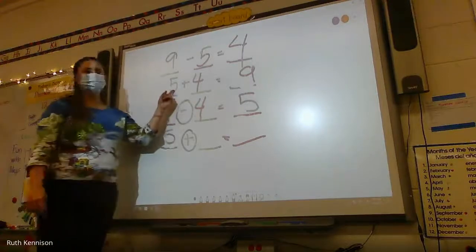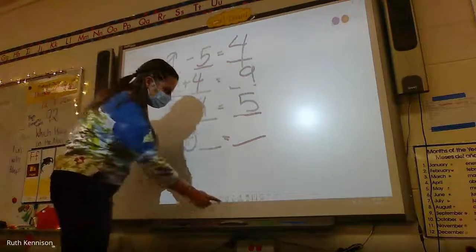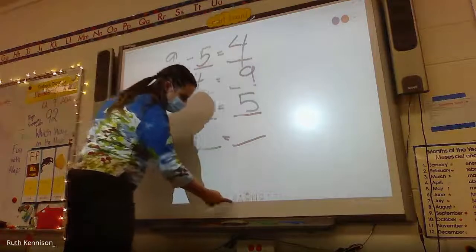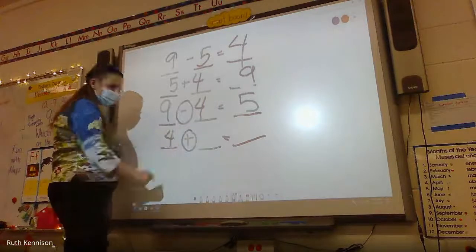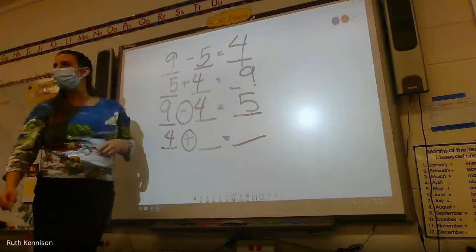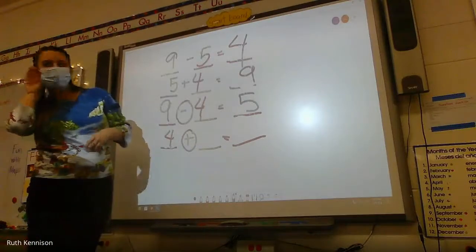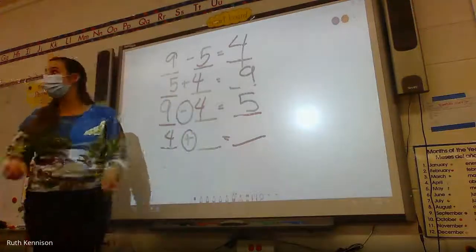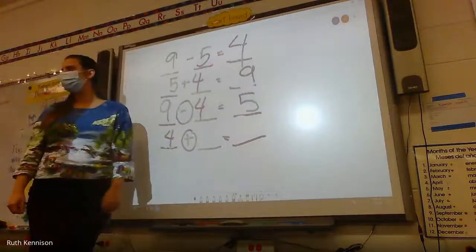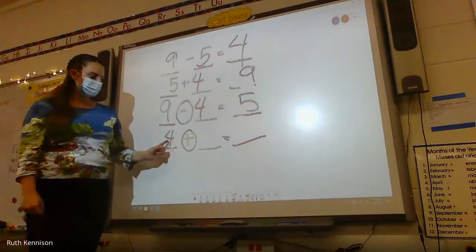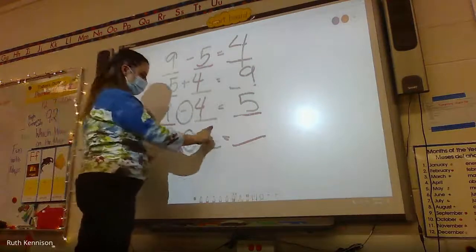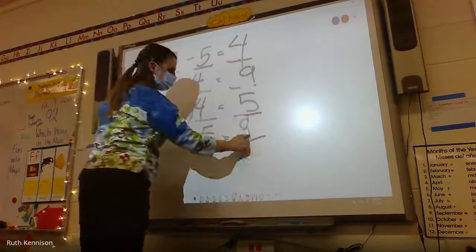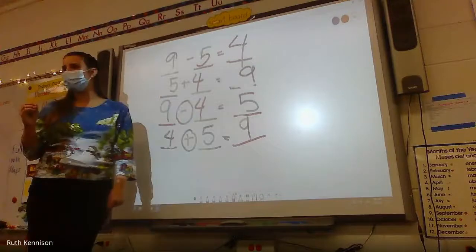Uh-oh. We already started with 5, so we can't start with 5. What do we need to start with? You can start with 4. Very good. Your largest number always has to be your answer in an addition problem, right? So you've got 4 plus what? 5 equals? Not 4. 9. There you go.